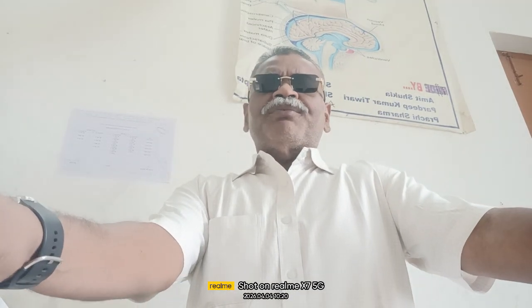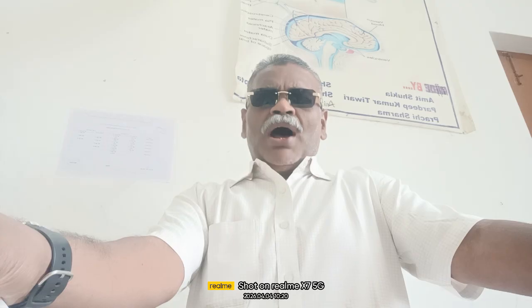Two types of nervous system: central nervous system, peripheral nervous system. Autonomic nervous system. Motor nerves. Afferent nerves. Efferent nerves. Somatic nerves.